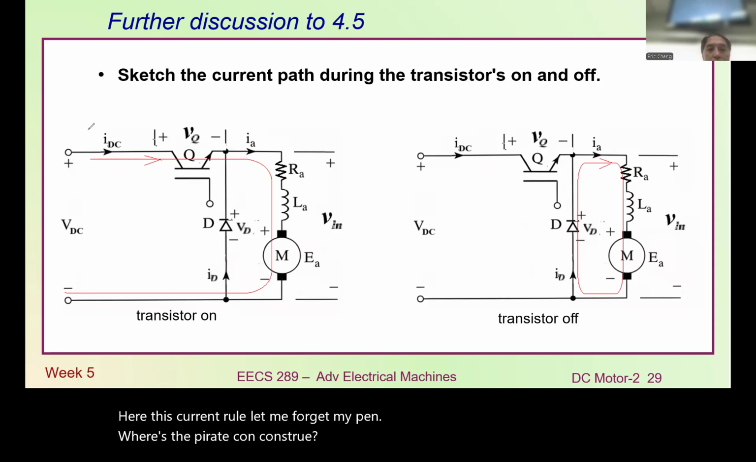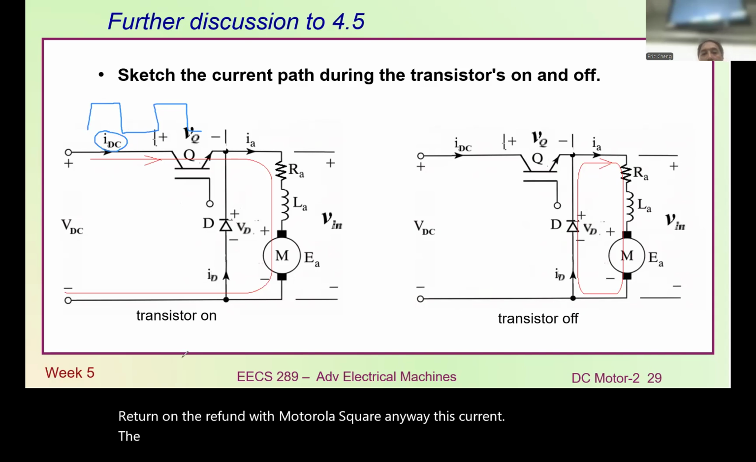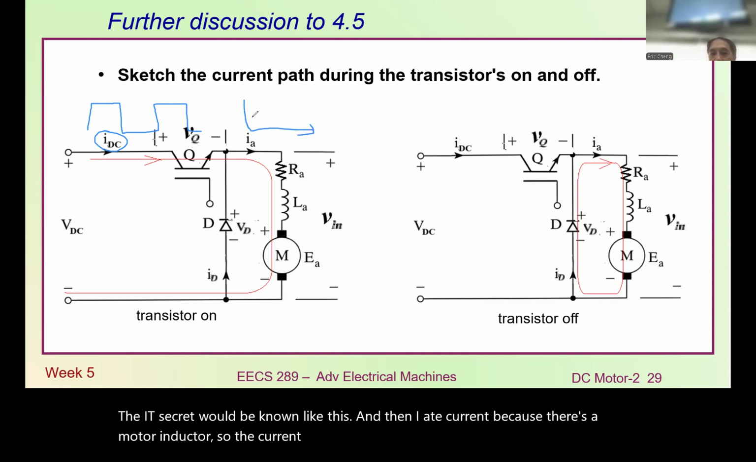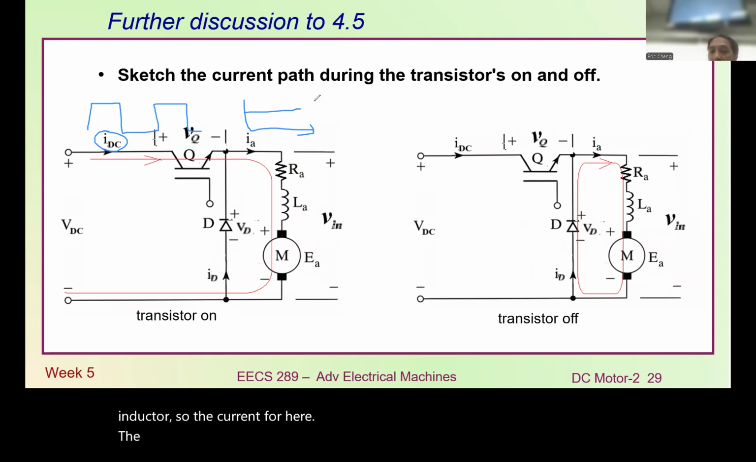So this current, what waveform is it? When you turn on, the waveform will be more like a square wave, right? This current, the IDC current, will look like this. And then the IA current, because there's a motor inductor, will be more constant without any effect. So this is IDC. This is how the current looks when we do the switching.